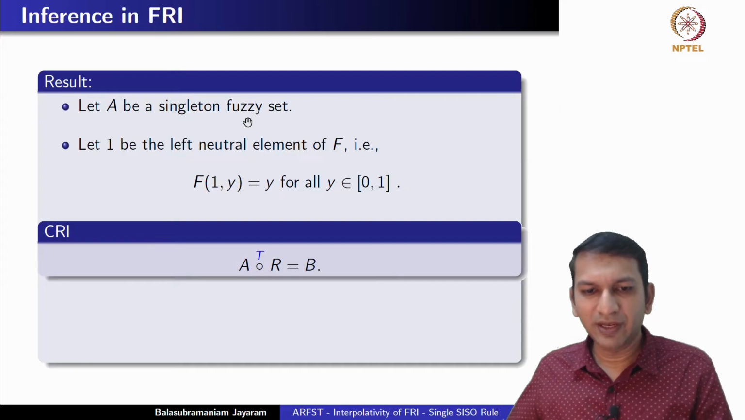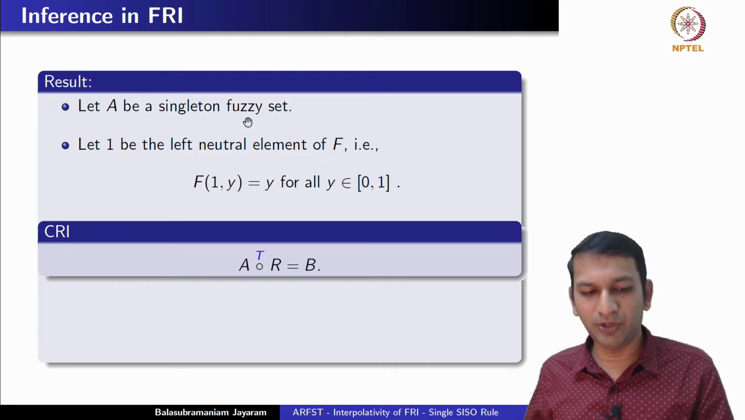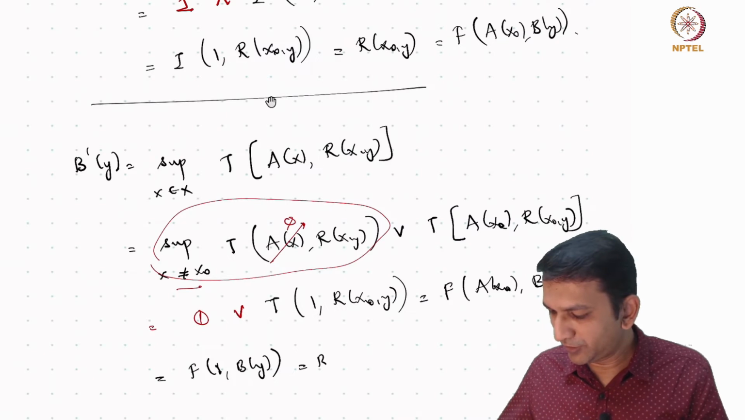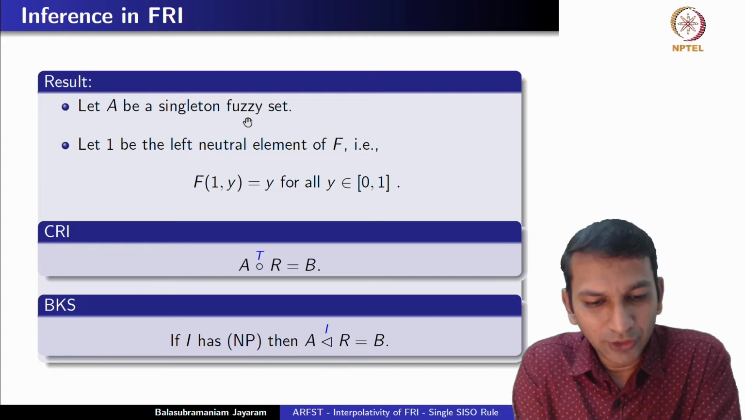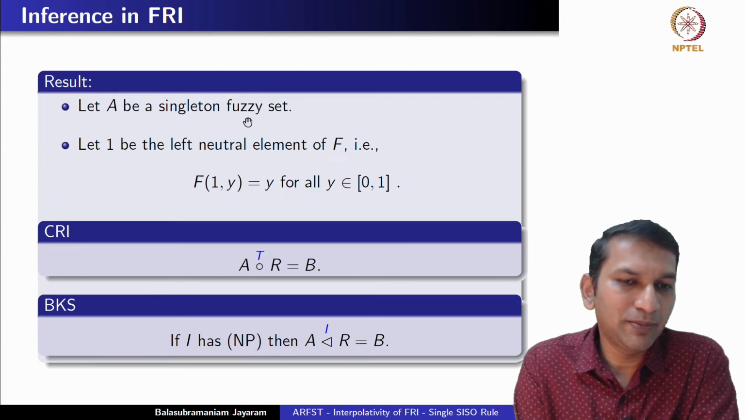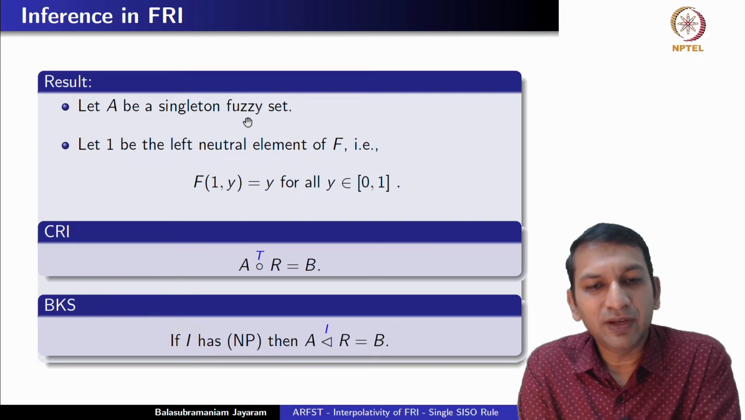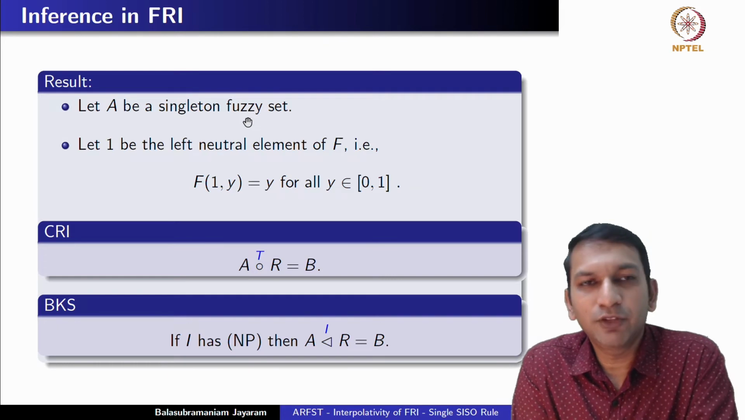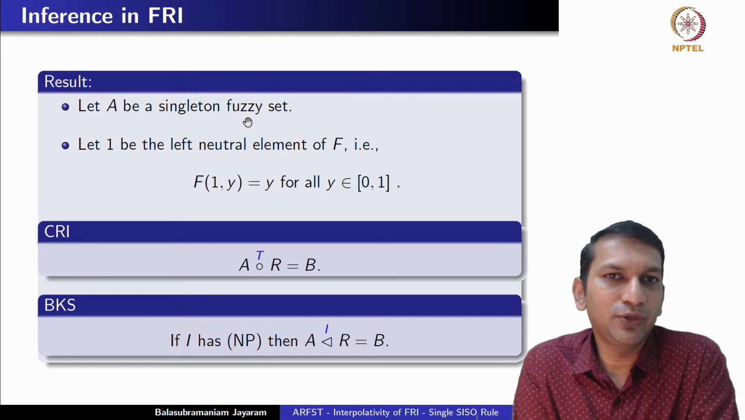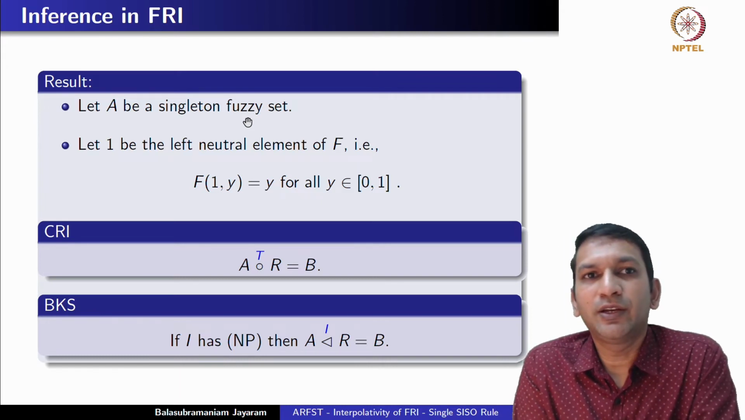So if f has the neutrality property, that is, if 1 is the left neutral element of f, then we actually obtain b of y. Similarly, following the same procedure step by step, we see that if I, the implication used in the BKS inference, has the neutrality property, that means 1 is the left neutral element, then when the antecedent A is a singleton fuzzy set, we do have interpolativity.